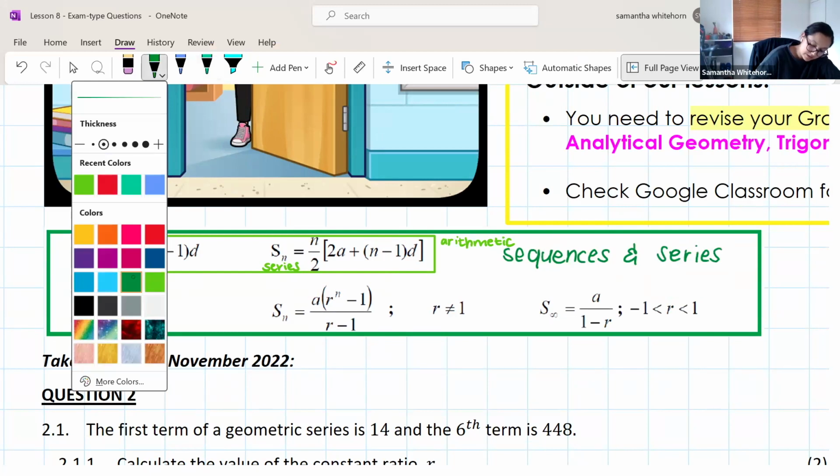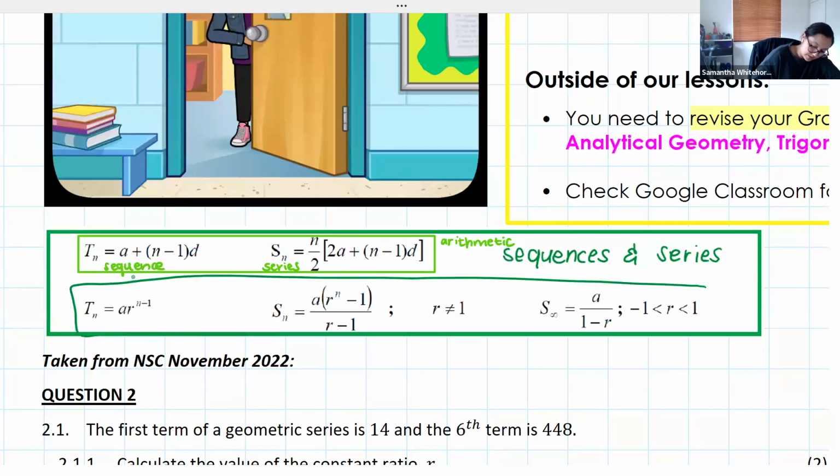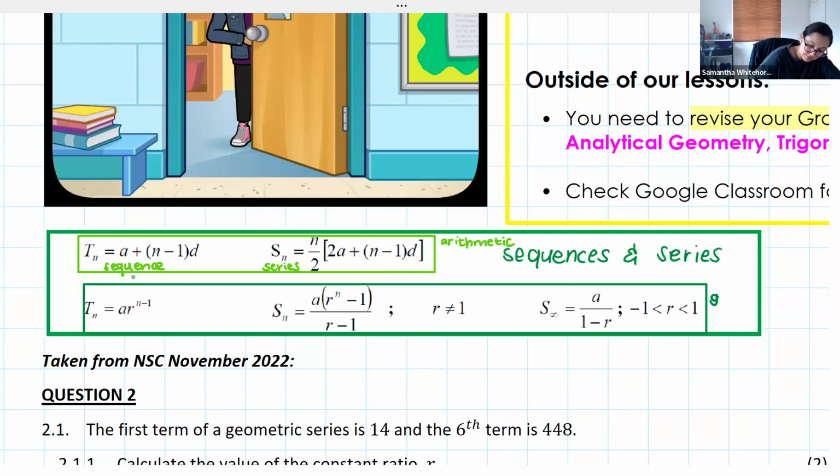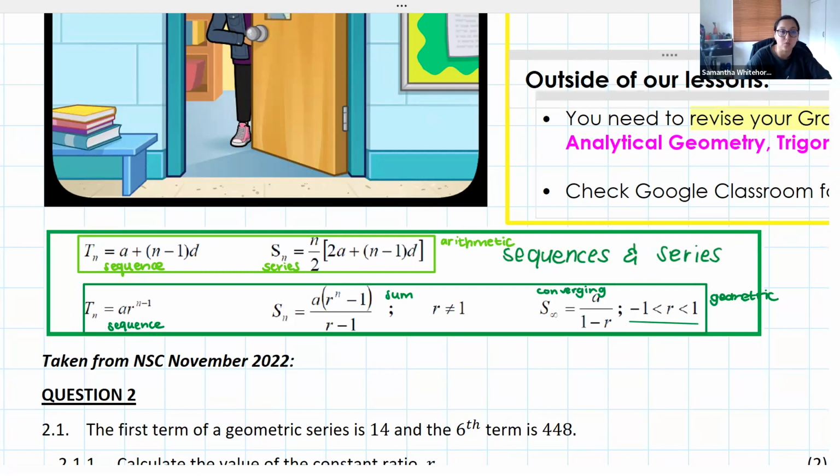Down at the bottom here in this dark green block that I'm now drawing, these are all for your geometric patterns. Remember, we don't give you anything on your formula sheet that has anything to do with quadratics. So this is your sequence formula, to find Tn. This is your sum formula, whereas this is for a converging series, hence the sum to infinity. And remember, converging is where our R value is between -1 and 1.